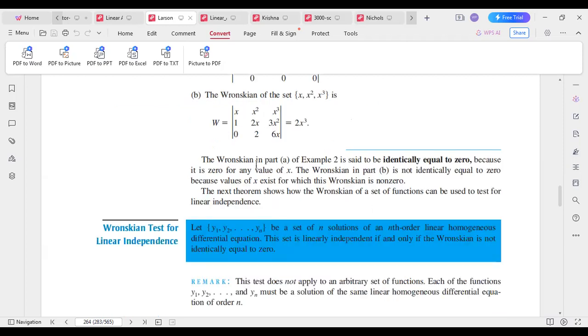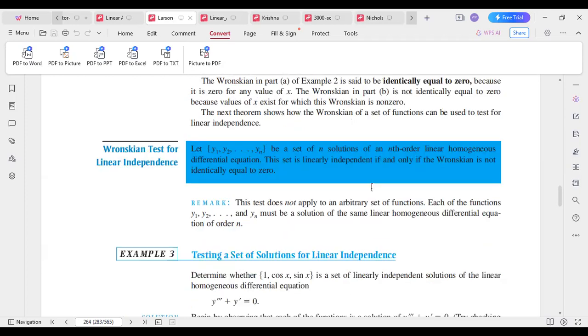So the Wronskian is identically equal to 0 because it is 0 for any value of x. The Wronskian is not identically equal to 0 if there are values of x for which the Wronskian is non-zero. Now, linear dependence: let y1 to yn be n solutions of an nth order linear homogeneous differential equation. This set is linearly independent if and only if the Wronskian is not identically 0. So if the Wronskian is not equal to 0, then they are linearly independent.